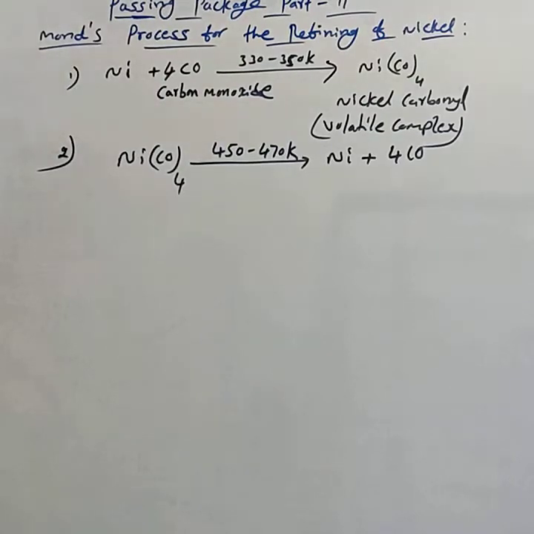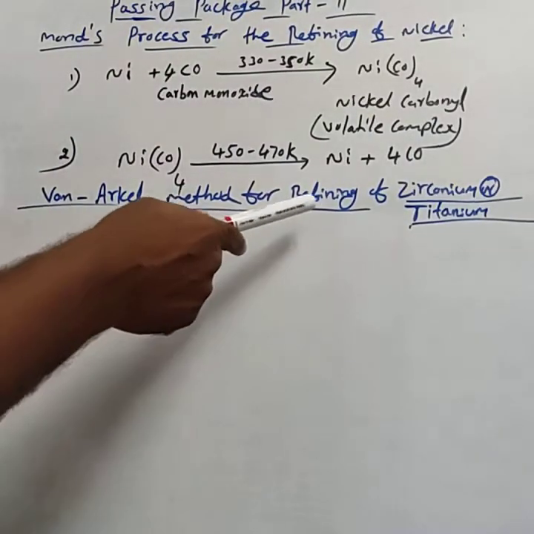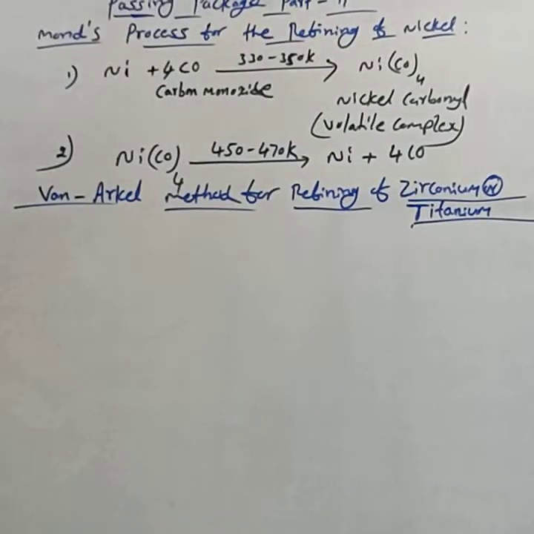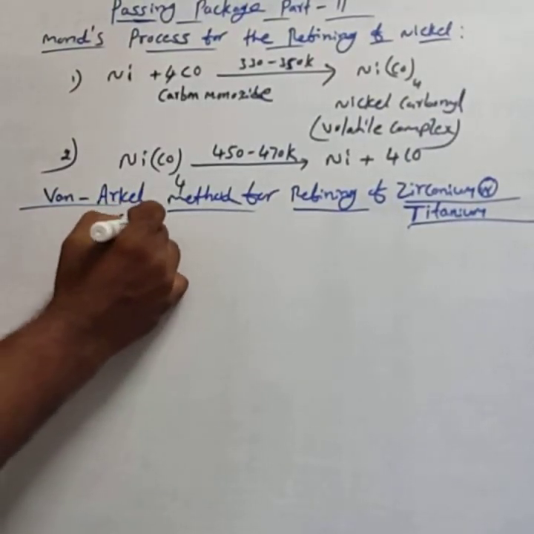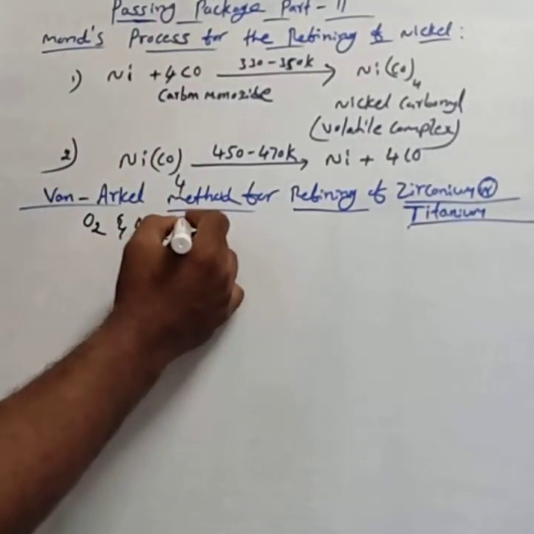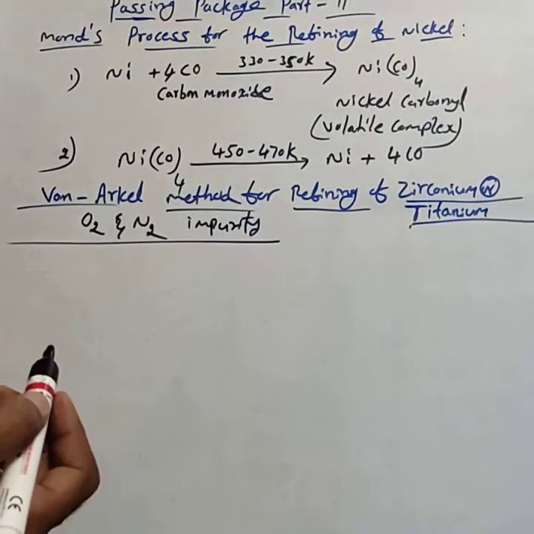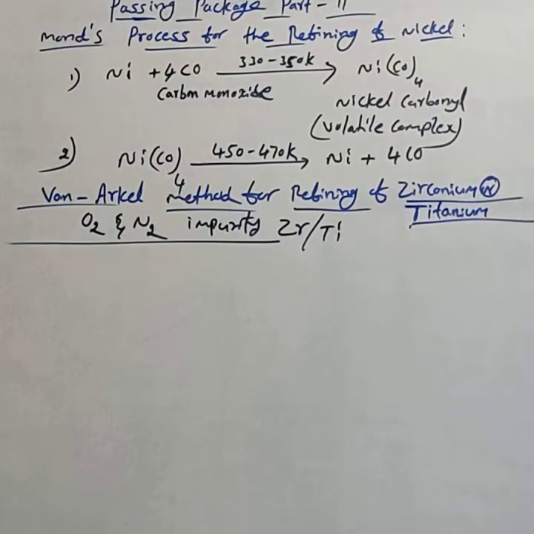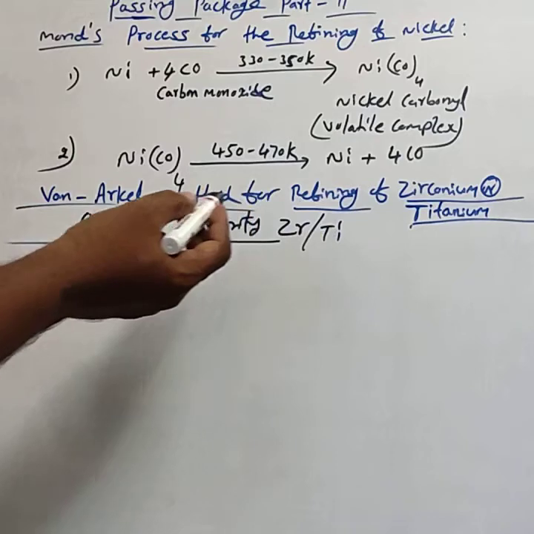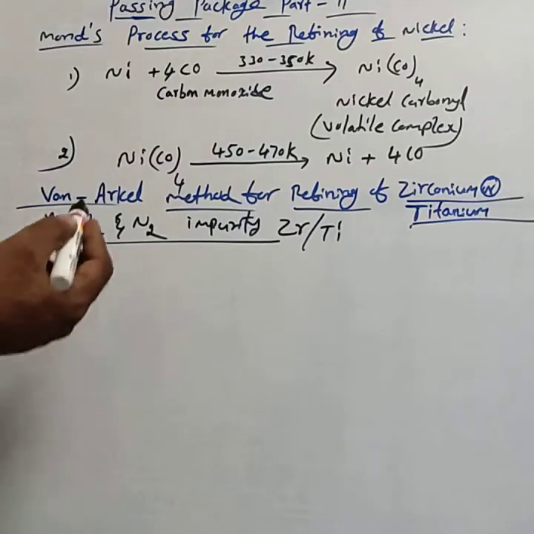Next, consider the Van Arkel process. The second process is the Van Arkel method. This Van Arkel method is used for refining of zirconium or titanium. Zirconium or titanium mainly contains oxygen and nitrogen present in the form of impurity. Zirconium symbol is Zr, titanium symbol is Ti. It is important for competitive exams also. The impurities associated with zirconium and titanium are oxygen and nitrogen.